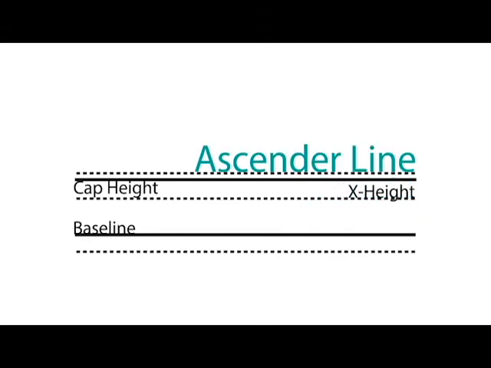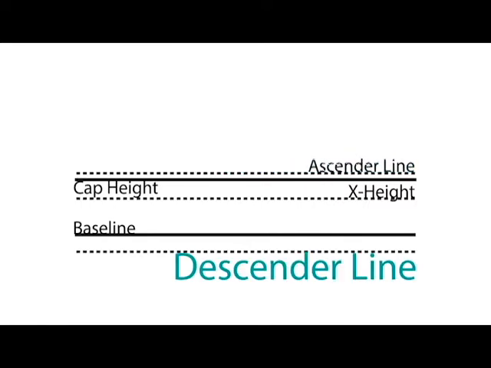Ascender lines mark the space for lines to extend from capital letters, while descender lines mark the space for descending lowercase letters like G, J, P, Q, and Y.